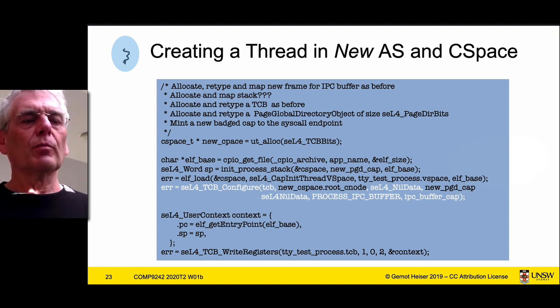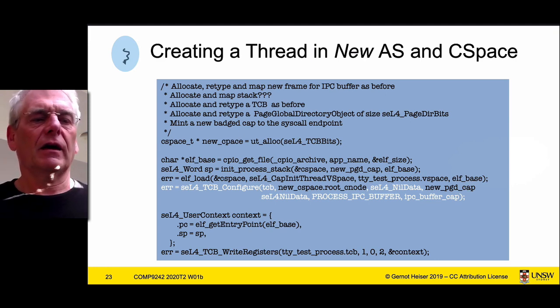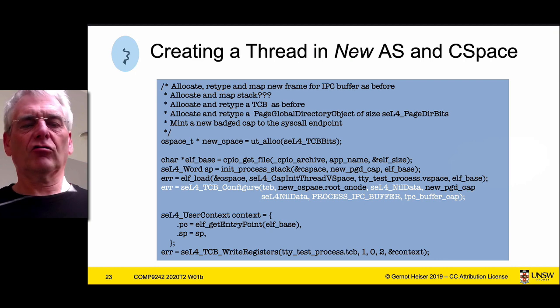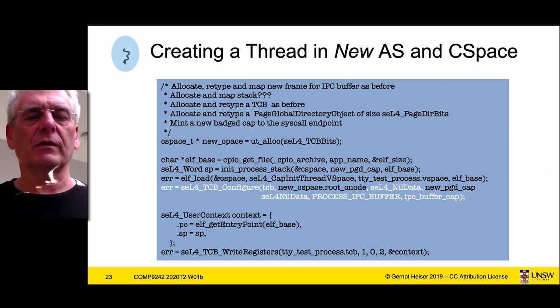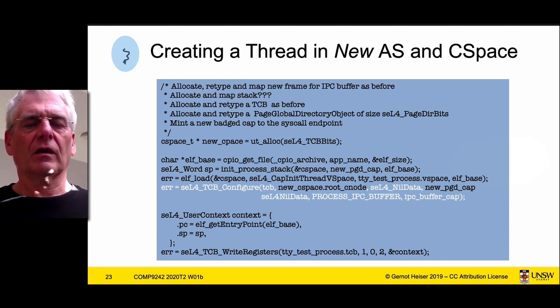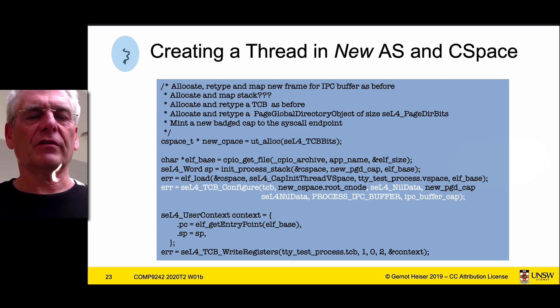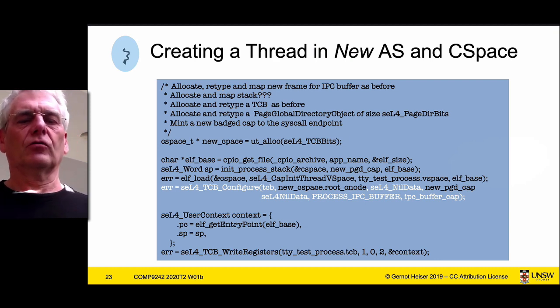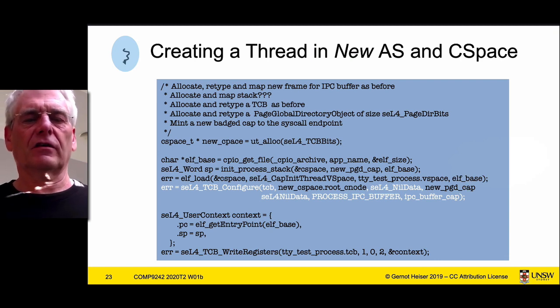Okay, to create a new process, you need to create a thread in a new address space, and typically a new C space. And again, this is sample code that shows you how to do that. In particular, it has the invocation for configuring the TCB with the IPC buffer, etc. So have a good look at how to do that, and compare it with the existing code to understand how to do this.